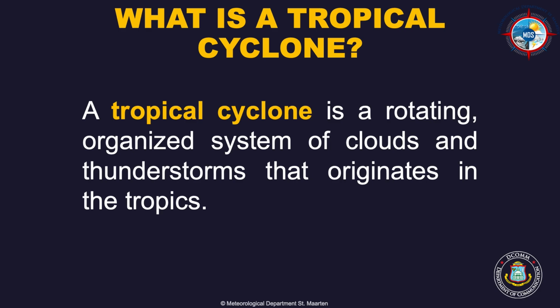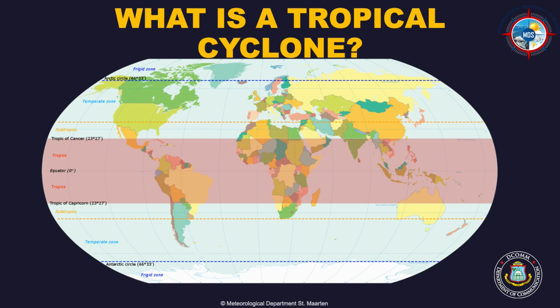Okay, what is a tropical cyclone? A tropical cyclone is a rotating, organized system of clouds and thunderstorms. So you must have a little thunderstorm, like last week when you heard the thunder going out there, for a cyclone to develop out of it. And it originates in the tropics. Now, when we look at the globe, there is an area called the tropics, and that is the only place that you'll find hurricanes and storms forming.